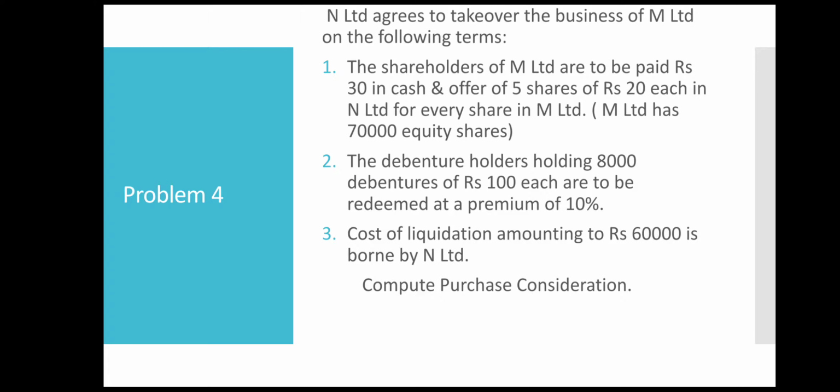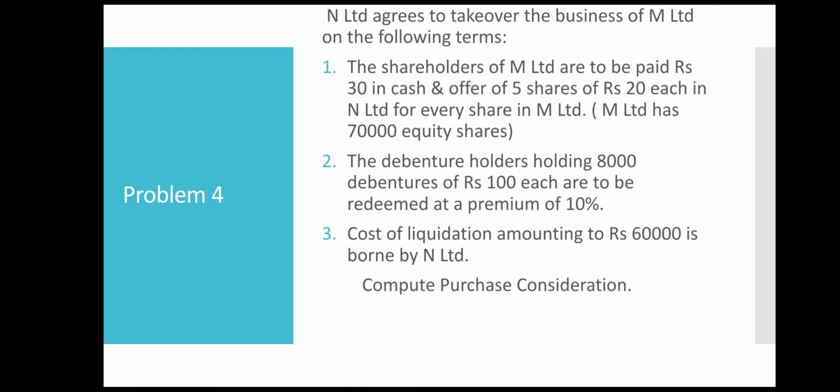Okay, so here there are two companies. One is N Limited, another is M Limited. N Limited is purchasing the business of M Limited. So here N Limited is the transferee company. It is the purchasing company. M Limited is the selling company, so it is the transferor company whose business is being acquired. Now following are their terms of purchase.